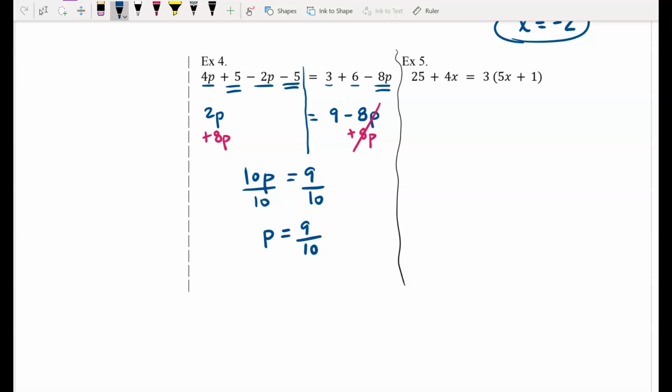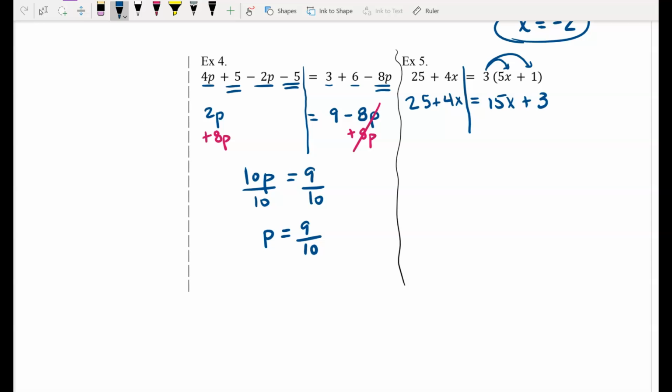Look at example 5. There's nothing we can do to simplify the left side, so we're going to keep it the way it is. But on the right side, we need to distribute the 3 through the group. So 3 times 5x is 15x, and 3 times 1 is plus 3. So I've simplified as much as I can on both sides, and now I'm ready to solve.